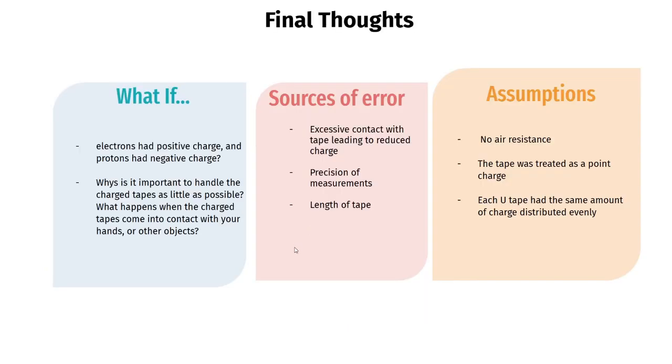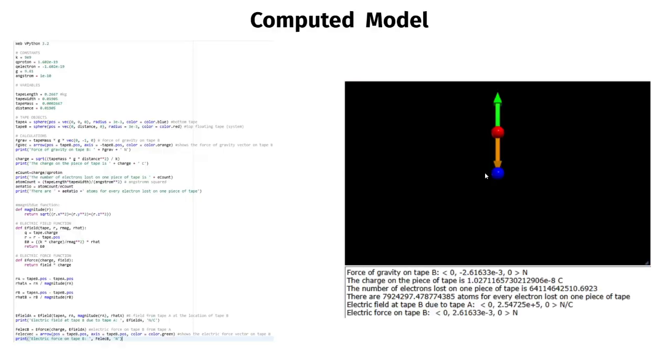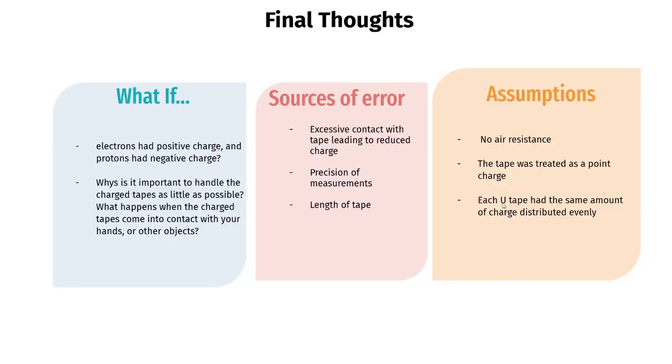So in terms of our final thoughts, some assumptions we had were that in our model we assumed that there was no air resistance, because that would be difficult to calculate. We assumed that the tape would be treated like a point charge, as focused on a singular point, as you can see here, and we assumed that each U-tape had the same amount of charge distributed evenly. This assumption was for our observation, because when we were doing our displacement recordings, it would be a lot easier. And obviously there might be small differences, but they would be negligible.